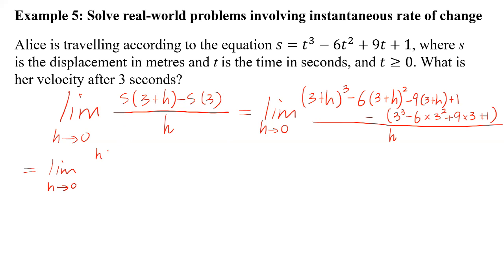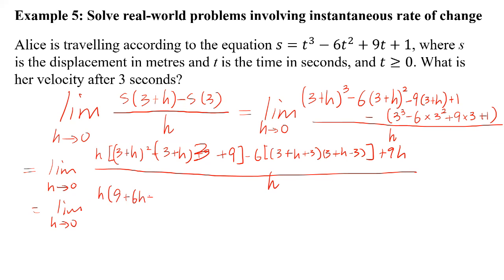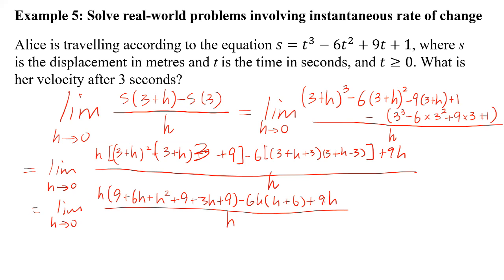Now the numerator becomes h times the expanded terms, where we can put 6 in front, and 9h, all over h, right? And this is the limit as h approaches 0 of h times the bracketed expression over h. So as h is not 0, we can just cancel the h here, right?